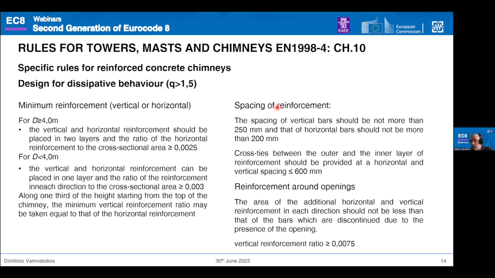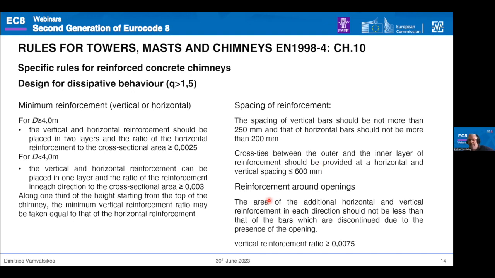Now, spacing of reinforcements: you should not have a spacing of more than 250 millimeters for the vertical bars, and for the horizontals, no more than 200 millimeters. And if you have an outer and an inner layer of reinforcement, you have to have cross ties, at least with a spacing of 600 millimeters, both vertically and horizontally.